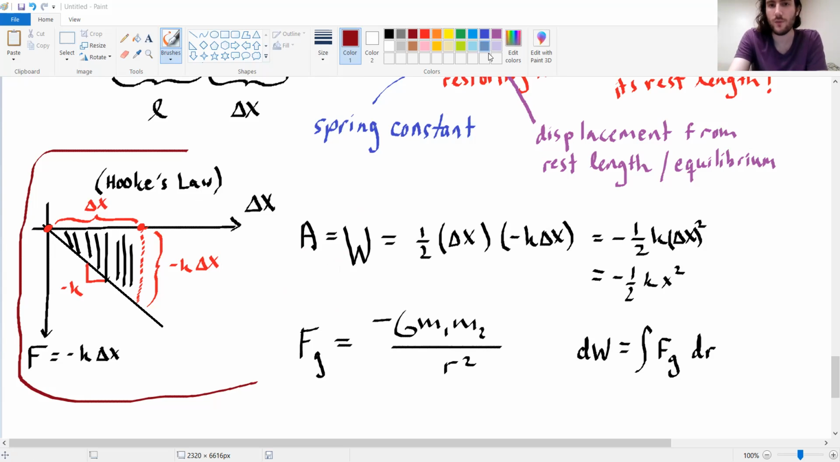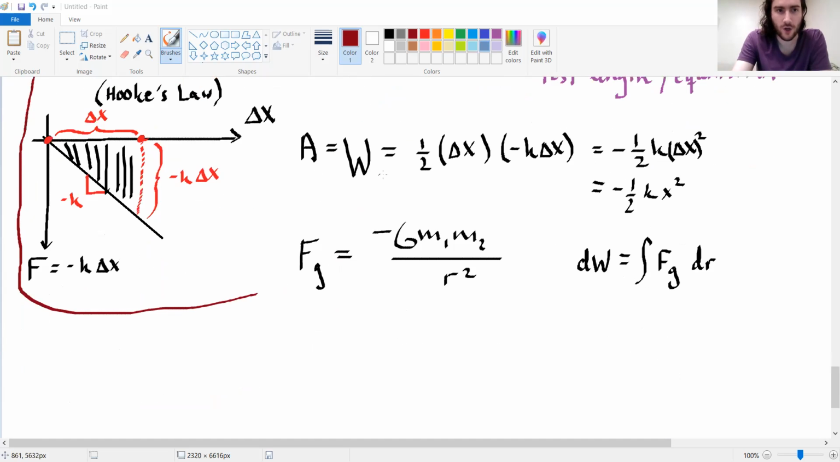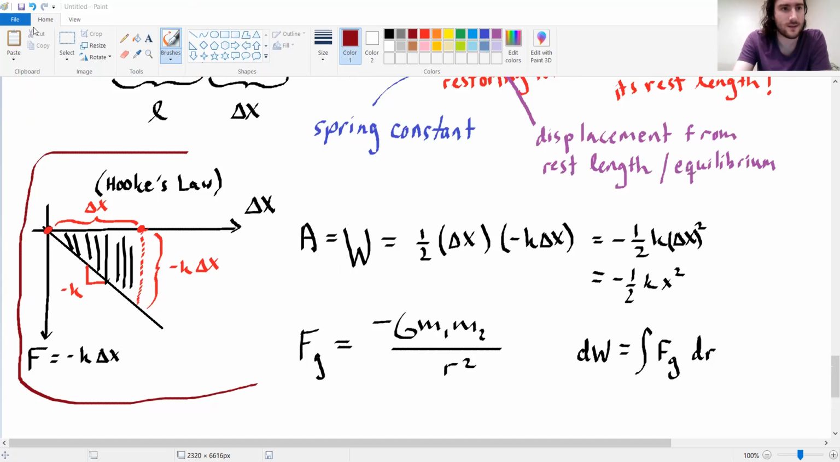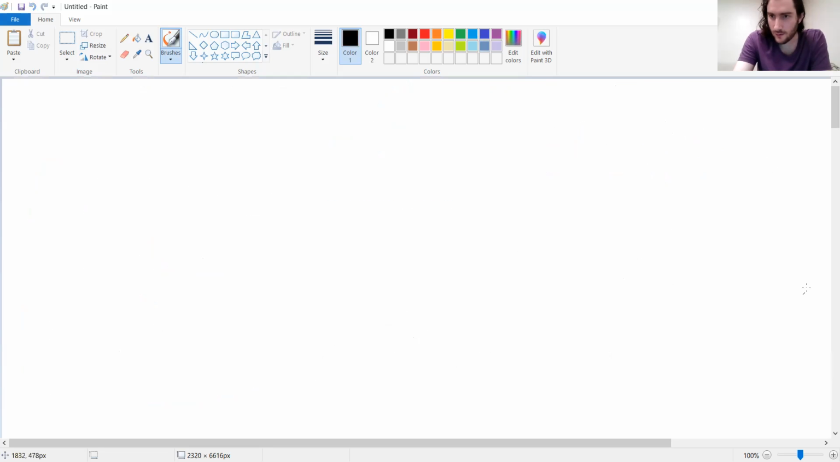Okay, so I'm going to go ahead and actually clear this, and we'll move to kinetic energy and the work energy theorem. So kinetic energy.